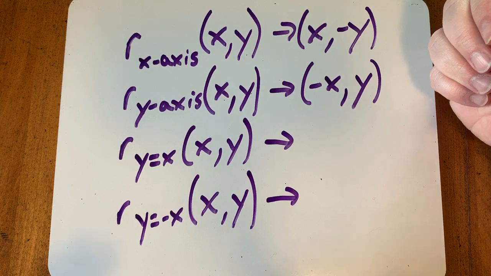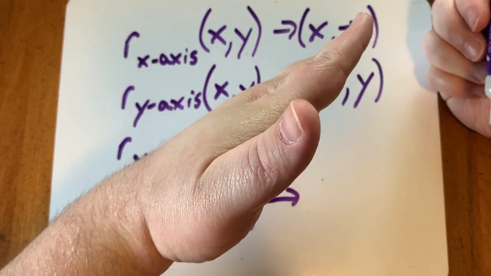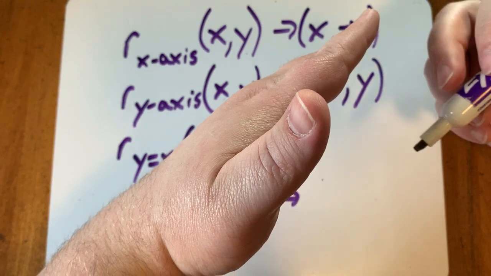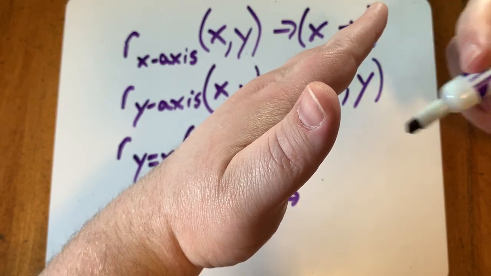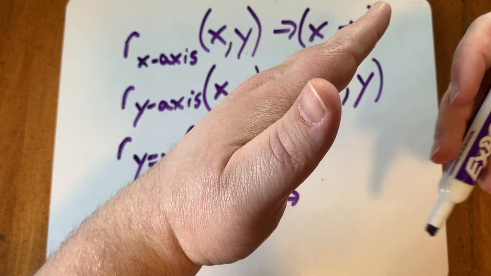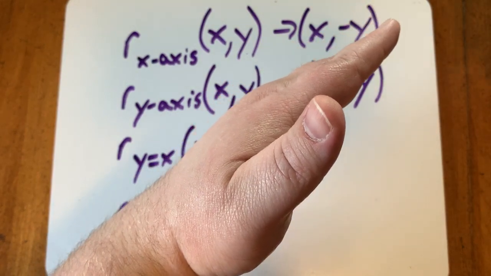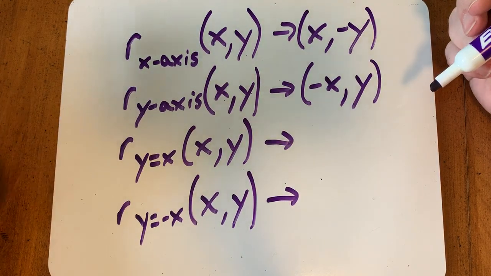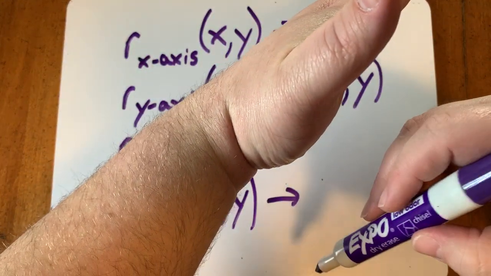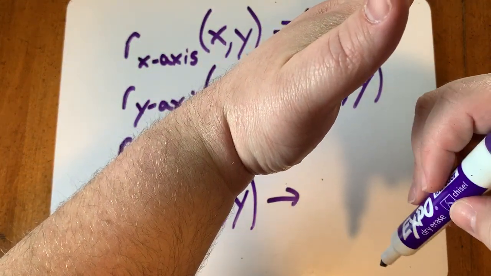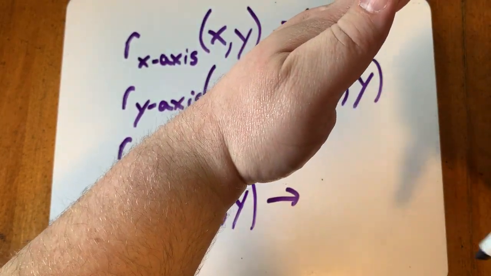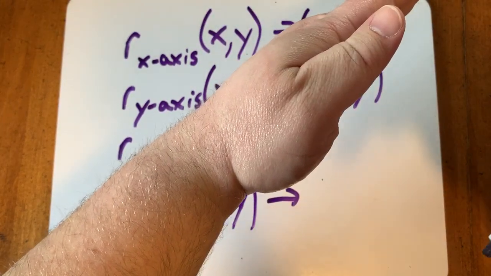Now for y equals x, that's the line with the slope of 1. So if we are below in, say, quadrant 1, the reflection is going to still be in quadrant 1. So it's still going to be positive, positive. If we're below in quadrant 4, it's going to be above in quadrant 2. So it's going to go from positive, negative to negative, positive.